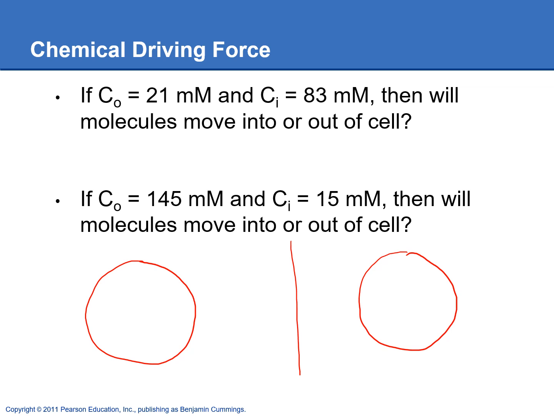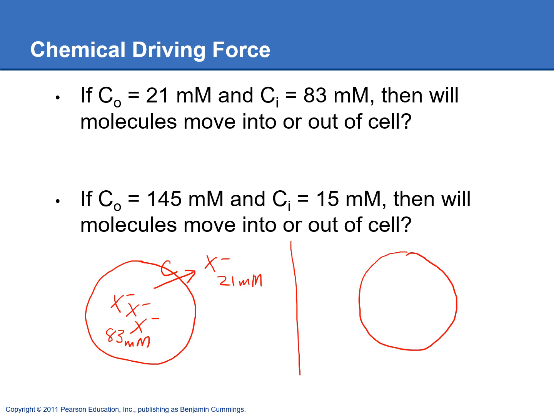So the concentration outside the cell is less. So we'll just say, I don't know, maybe this is ion X. Okay, so we have less outside the cell and we have more inside the cell. So we've got 83 millimolar inside and we've got 21 outside here. And so our chemical driving force, this ion would just move down its concentration gradient going from high to low concentration. So the chemical driving force will be out of the cell.